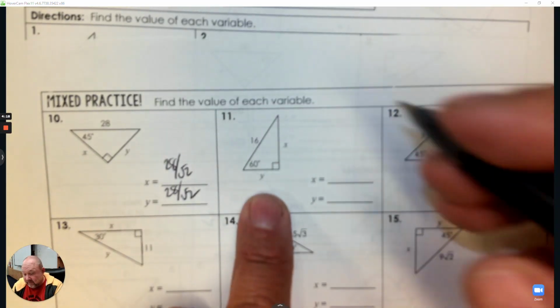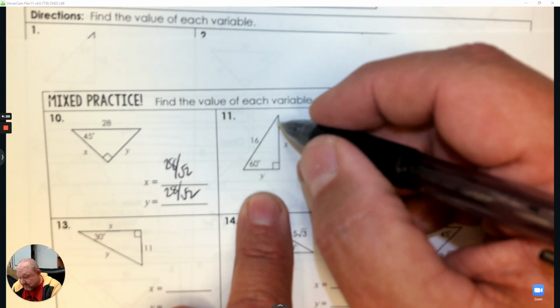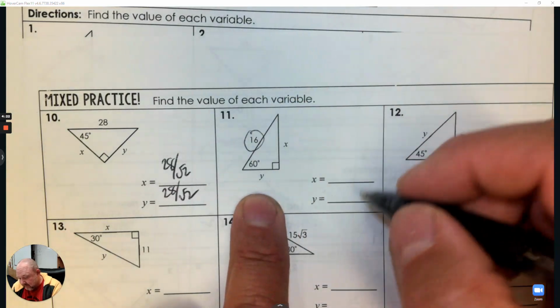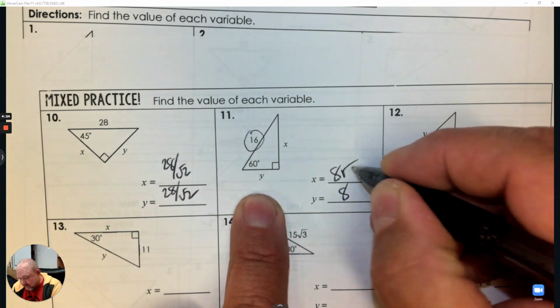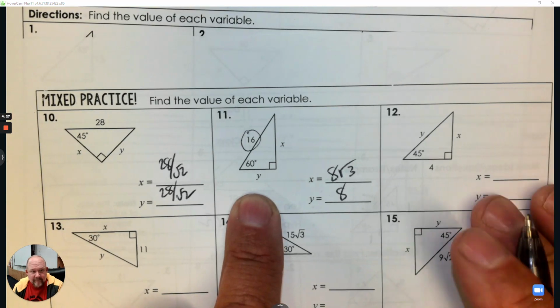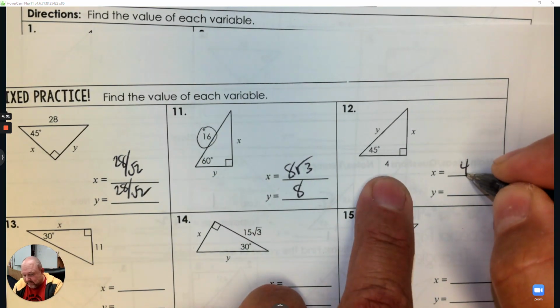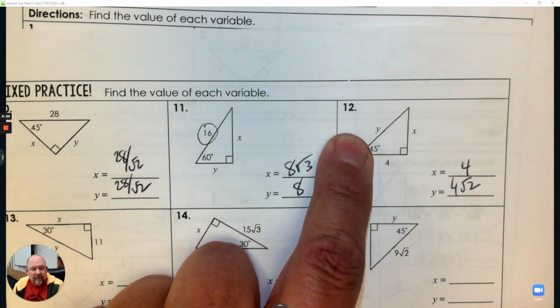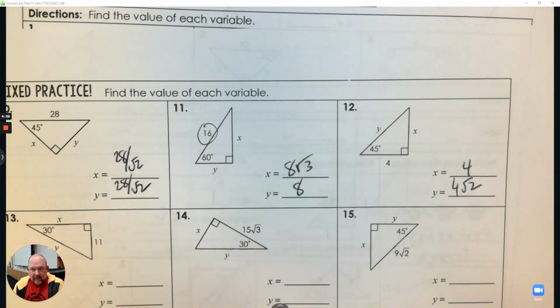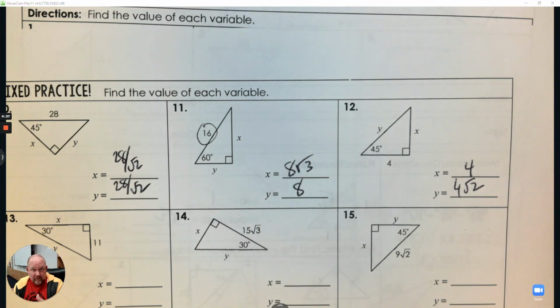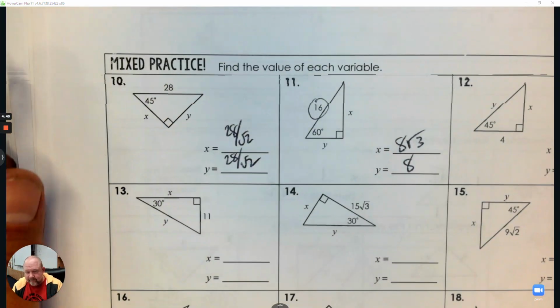For here again, this is a 30-60-90. So half of 16 gives me the short leg, and then multiply that by root 3 for the longer leg. Here, those sides are the same length, and then multiply by root 2 to find the hypotenuse. So when the side is longer, we're multiplying. When it's shorter, we're dividing.